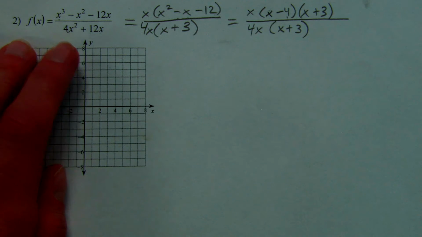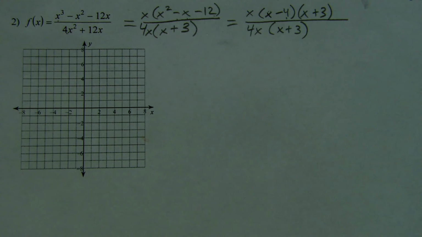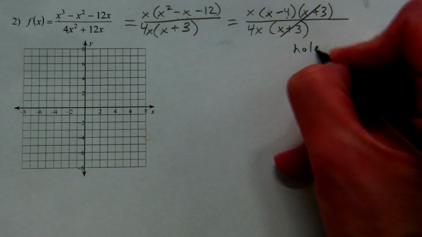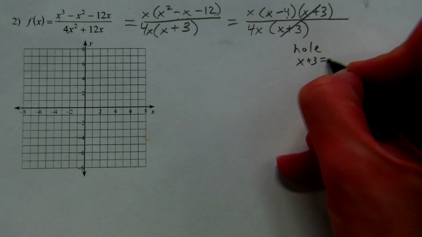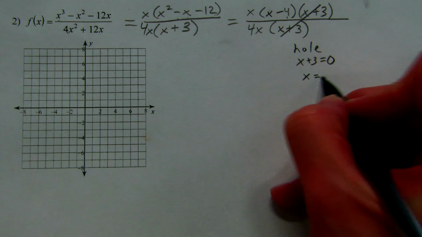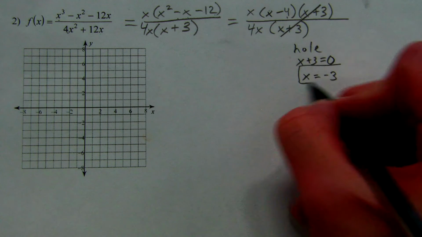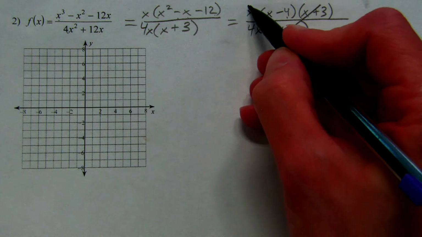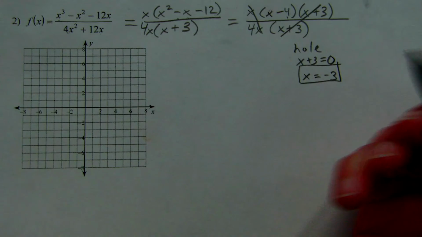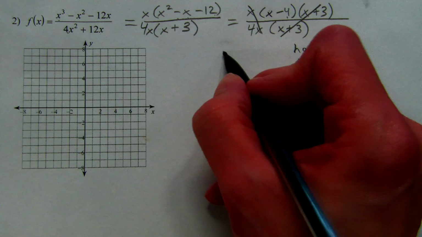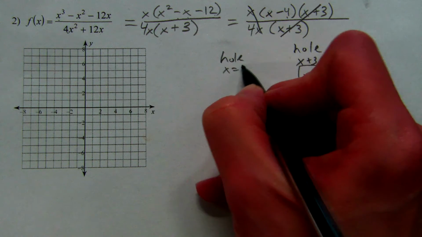So to find our holes in the graph, we find the things that cancel. The x plus 3 cancels. And so that means we would have a hole where x plus 3 equals 0, which would be at -3. Subtract 3 from both sides. So that's a hole. And then you could also cancel out the x's over here, which means that we would have a hole at x equals 0.